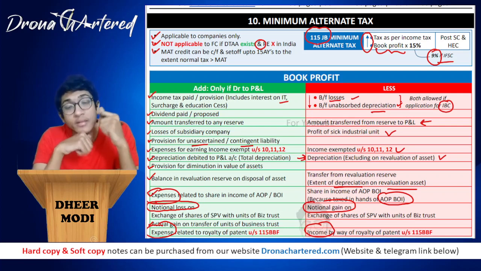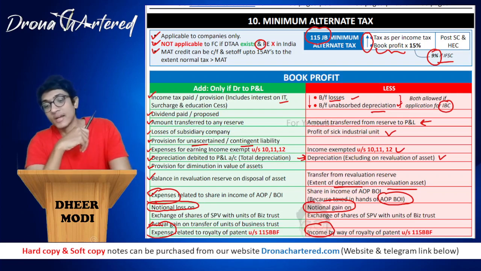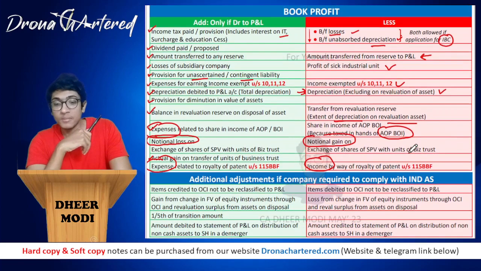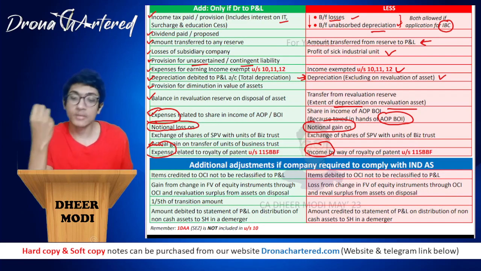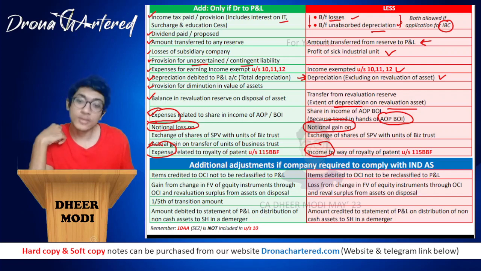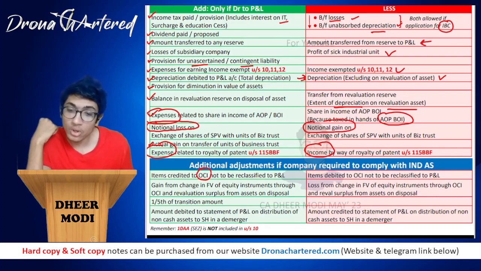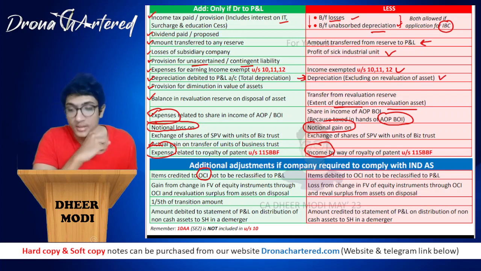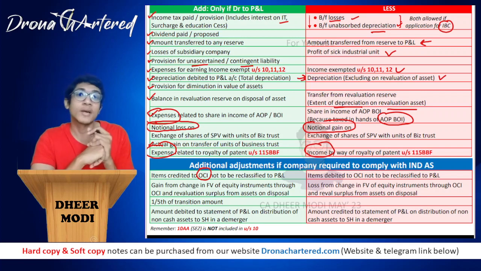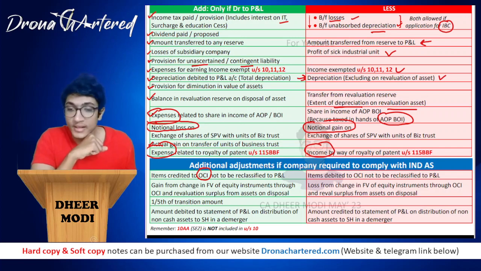Now there are some additional adjustments that have to be given if the company is required to comply with Ind AS. So if the company is required to comply with Ind AS, there are some special adjustments. So continuing the same table, any items credited to OCI, that is, items which have been credited to OCI but not reclassified to P&L. That is, sometimes some assets whose income you gain, I will classify as OCI. Any change will be transferred to OCI and can never be classified to P&L. These will have to be added back.